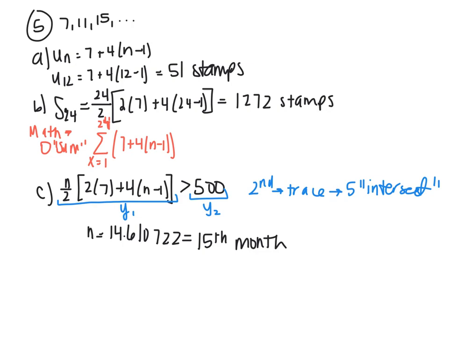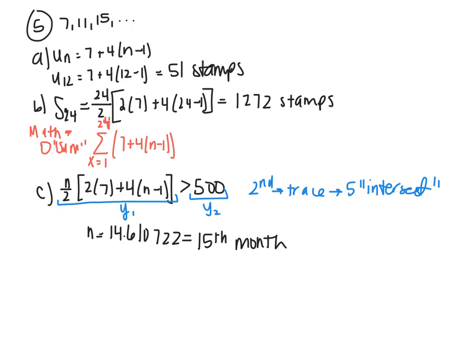So the general formula for this sequence would be u sub n is equal to 7 plus 4 times n minus 1. First term plus the common difference times n minus 1. So for part A, they want to know how many stamps she collected in the 12th month. So that's the sequence formula. Plug in 12 for n and you end up with she collected 51 stamps that 12th month.